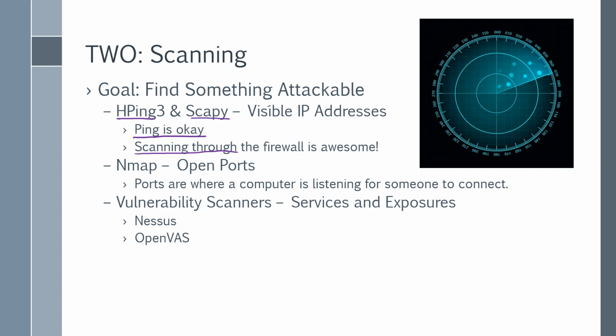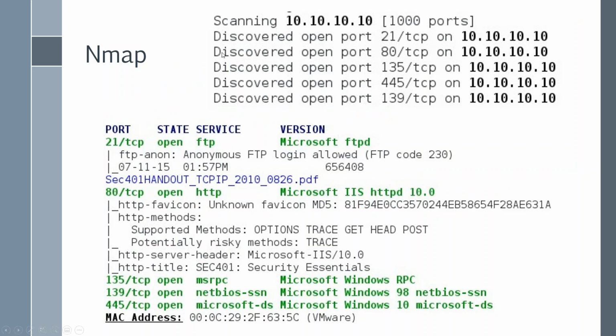But then, so I find these visible IP addresses. I need an open port. Nmap, this is another tool in Kali, gives me the ability to find those ports. And you can see on the top right here, I scanned a Windows machine and found certain ports are open. You can see the IP address listed there. And then Nmap will also, if I ask it to, connect to those open ports and pull down some information about what service is listening on those ports.